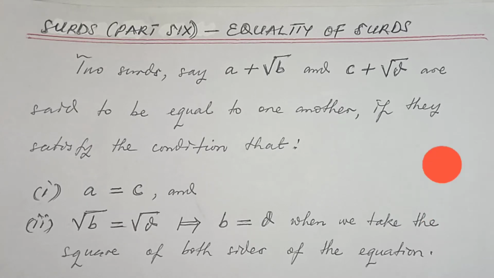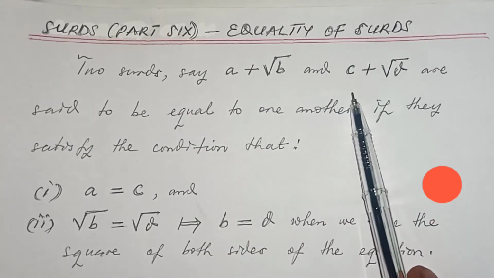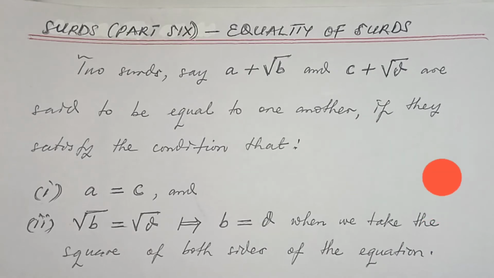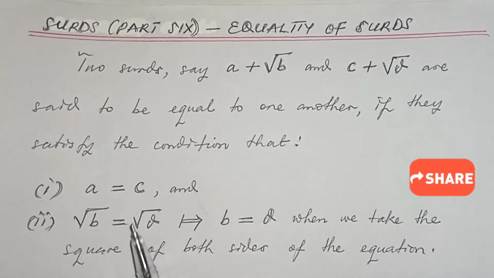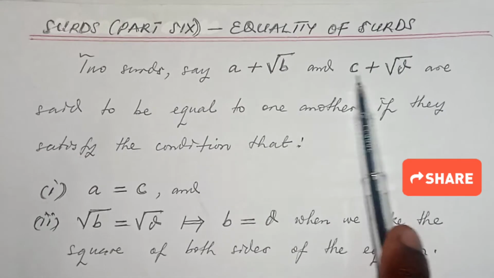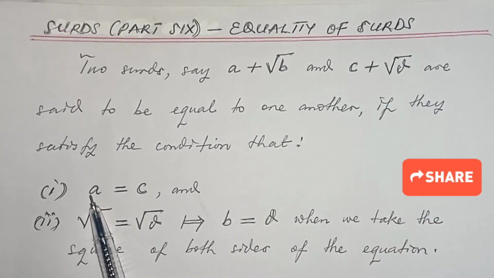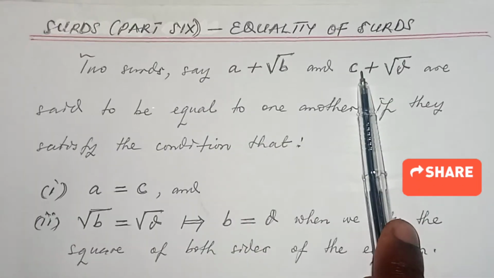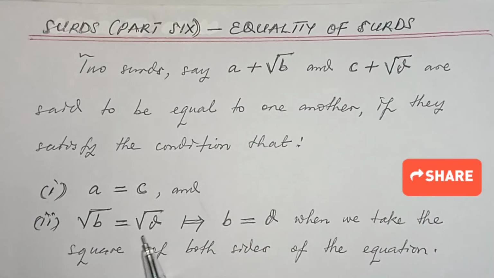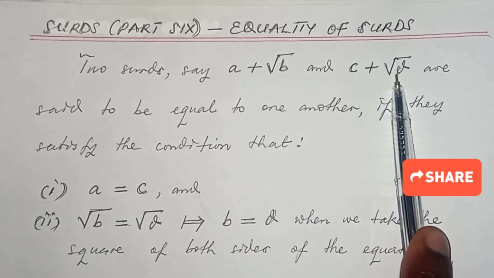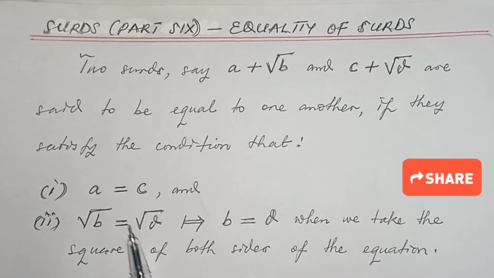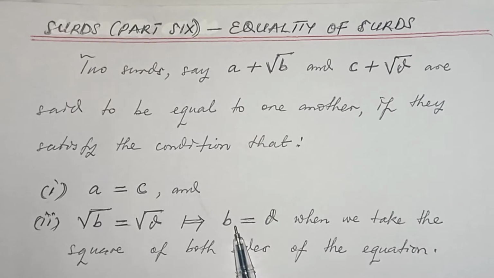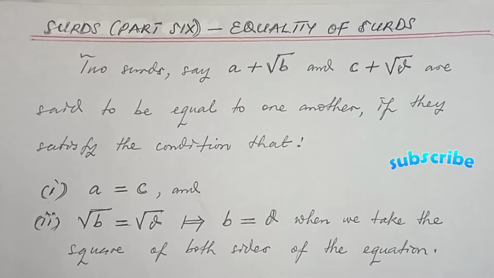Now, two surds, say this and this, are said to be equal if they satisfy the following condition. So if two surds in this manner are equal, then the first condition is that A must be equal to B. The second condition is that root B must be equal to root D. And that implies that if root B is equal to root D, then B must be equal to D. Okay? So take note, when are two surds said to be equal?